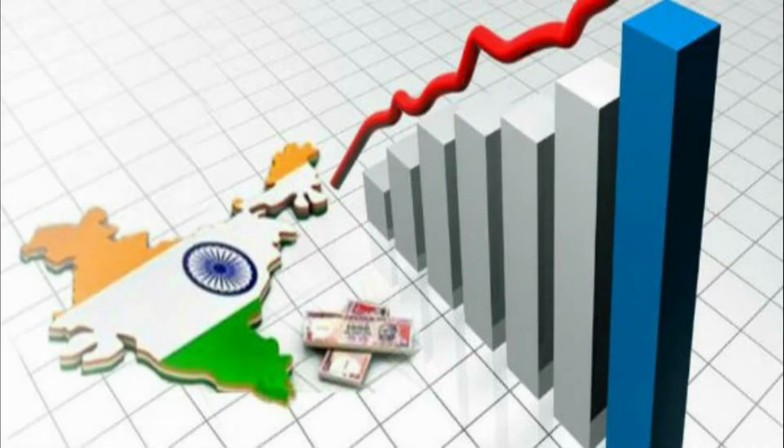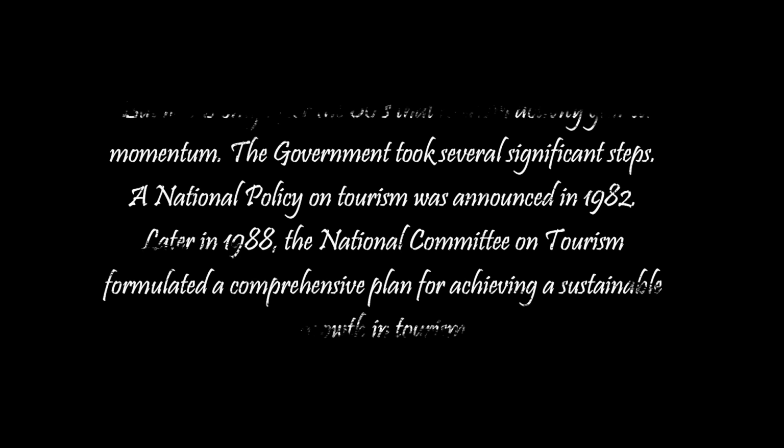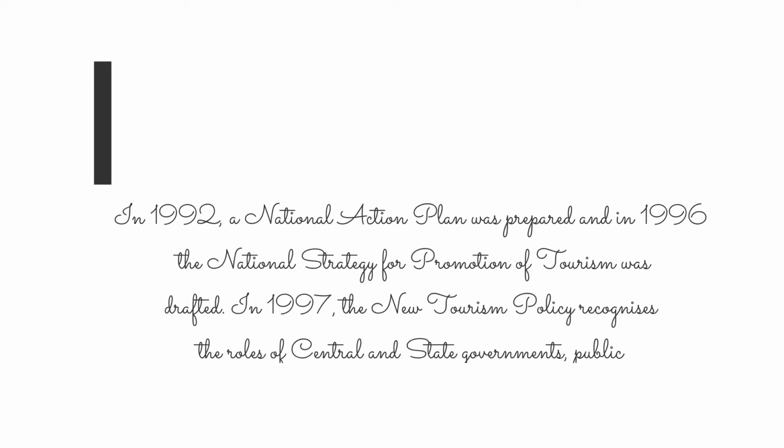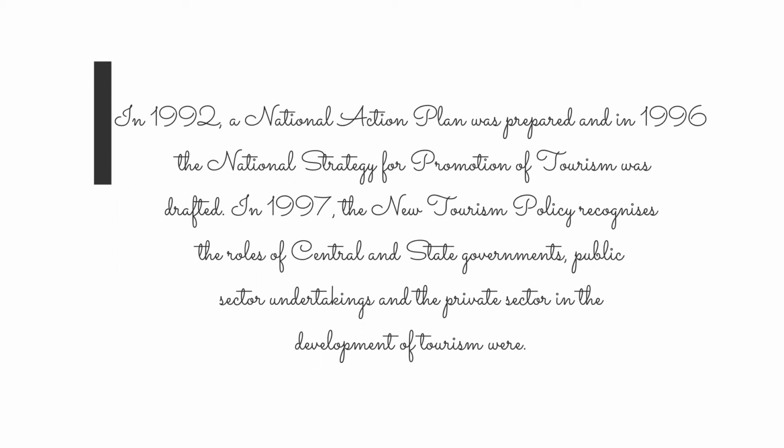The sixth plan marked the beginning of a new era when tourism began to be considered a major instrument for social integration and economic development. But it was only after the 1980s that tourism activity gained momentum. The government took several significant steps. A national policy on tourism was announced in 1982. Later, in 1988, the National Committee on Tourism formulated a comprehensive plan for achieving sustainable growth in tourism. In 1992, a National Action Plan was prepared, and in 1996, the National Strategy for Promotion of Tourism was drafted.